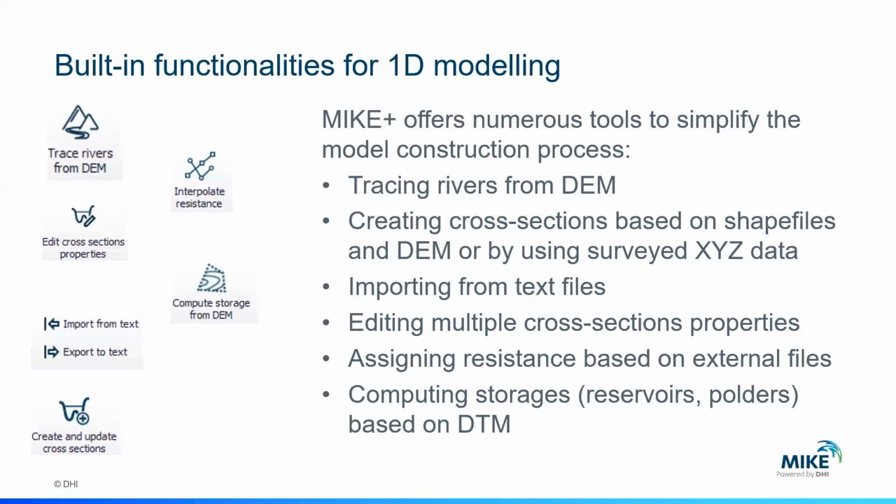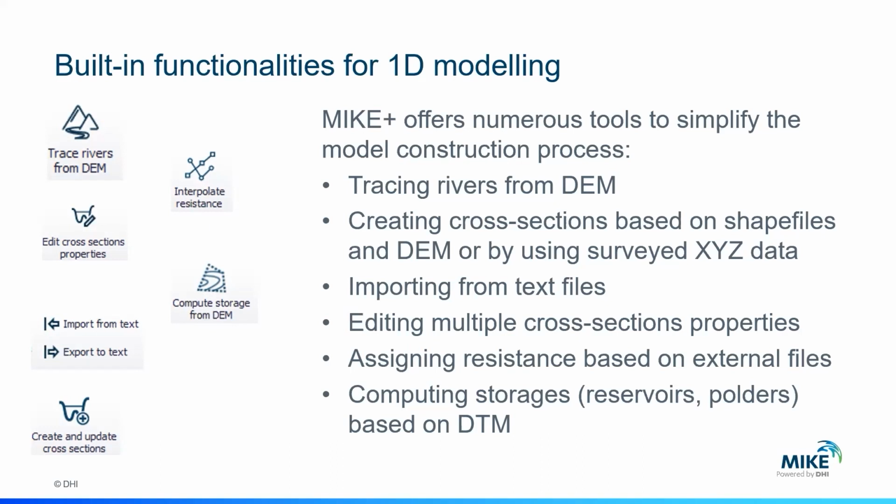We have the possibility of editing multiple cross sections at a time. So parameters such as effective flow areas by defining river banks and flood markers, and also roughness coefficients assignment can be done automatically, and also saving time in the model construction phase.